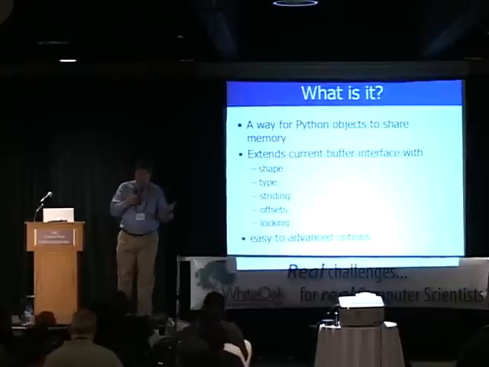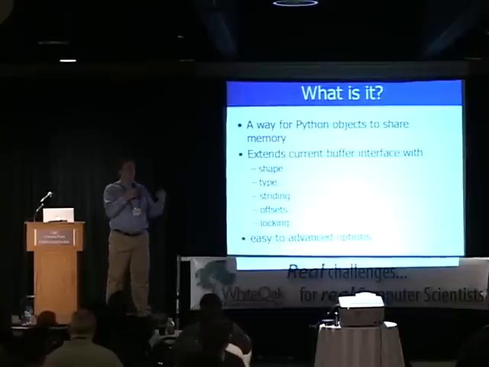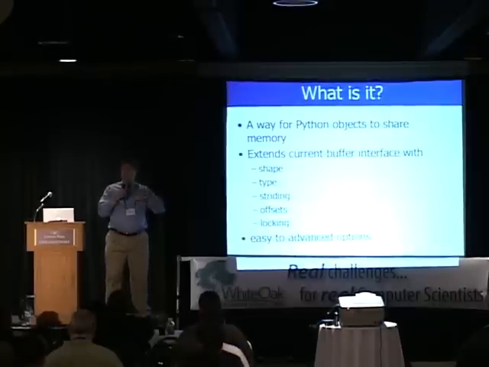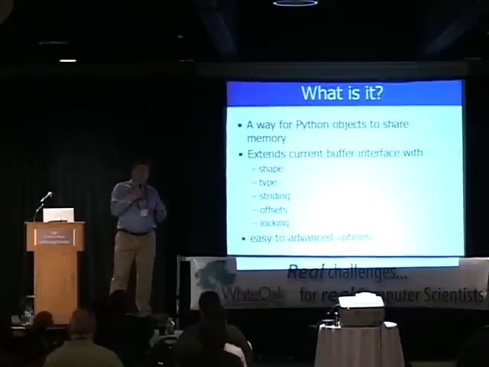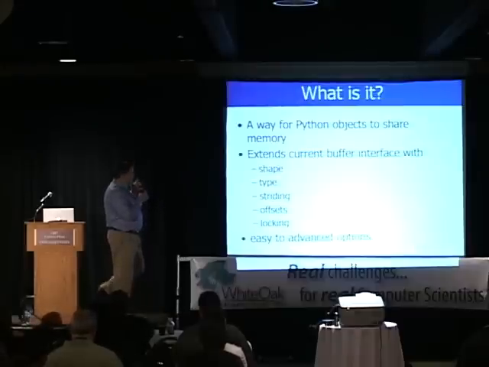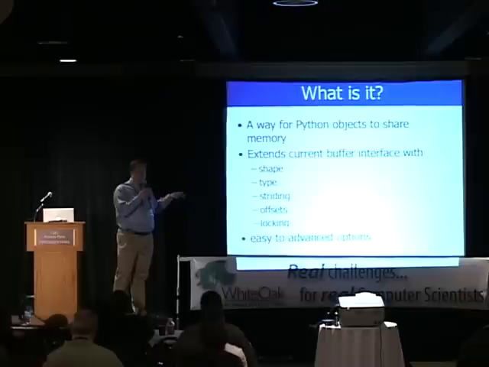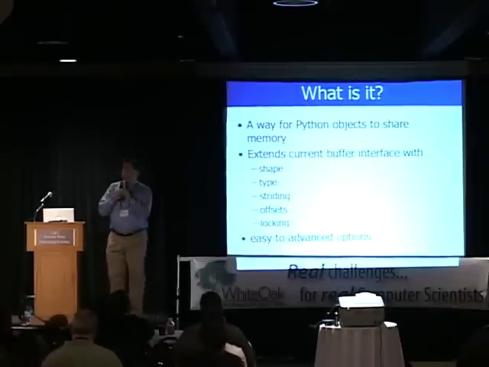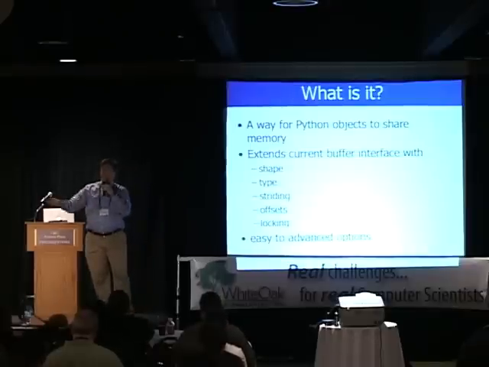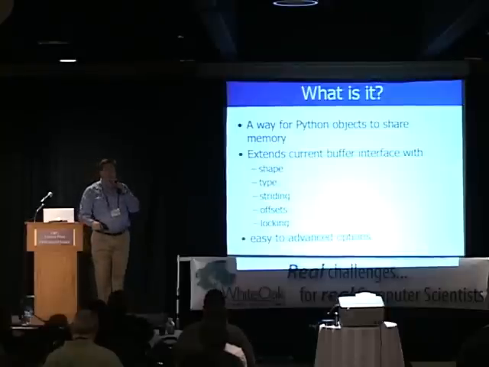If in fact the bytes are floating point to you, or they're a structured array of floating point with an integer and another string, you can communicate that through the new buffer interface as well. And then striding and offsets allow you to handle quite complicated memory layouts besides just a contiguous chunk of memory. You can handle memory that's arbitrarily strided in each dimension.